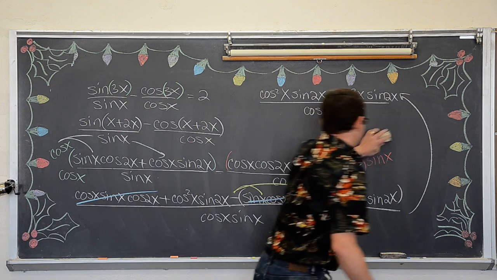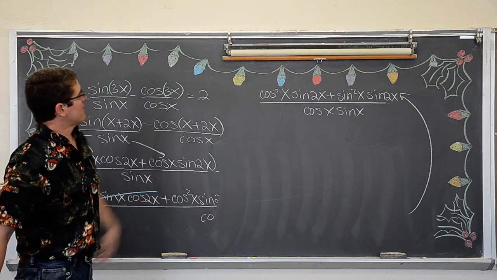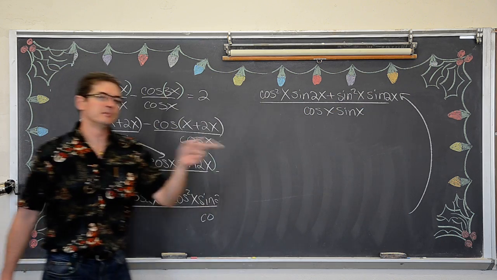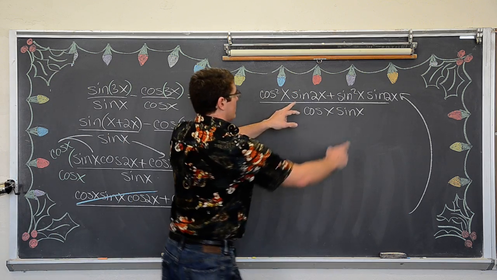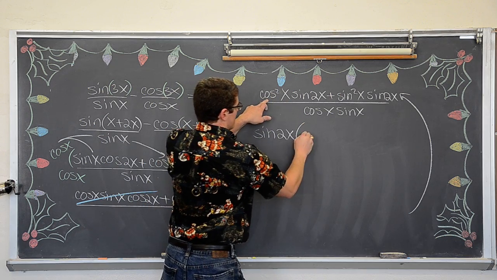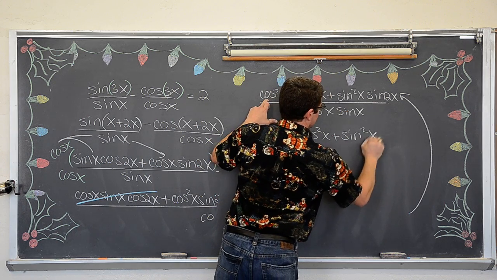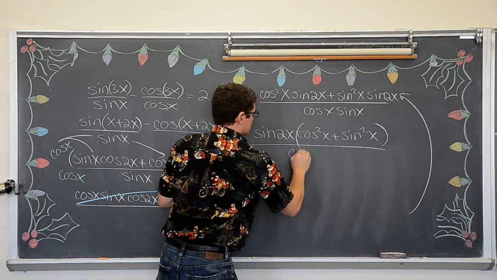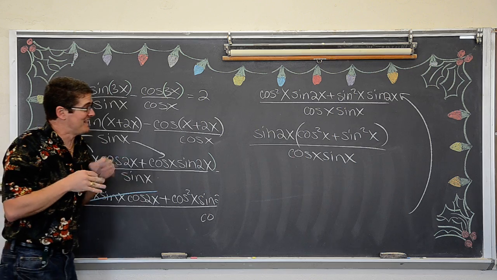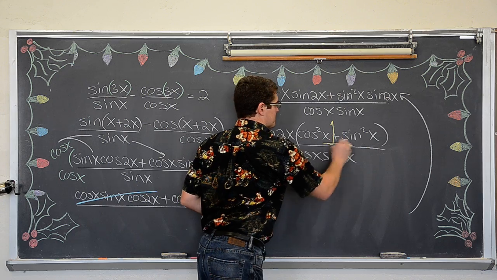Okay. So probably should just erase the holiday lights for this. Okay, now we got sine 2x and sine 2x. We have that in both terms, so we're going to factor that out. And we're going to pull this out and get sine of 2x times cosine squared x plus sine squared x over cosine x sine x. You're starting to feel it. I'm getting excited. We're almost done. Cosine squared plus sine squared, that's the first Pythagorean identity, and that is equal to 1.